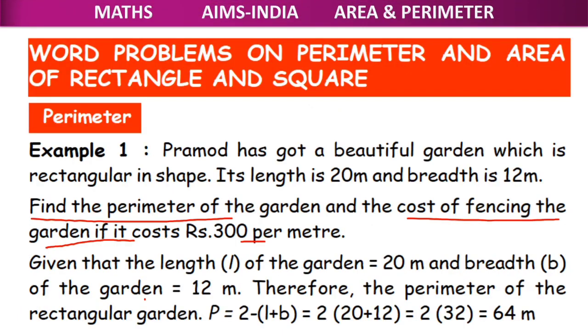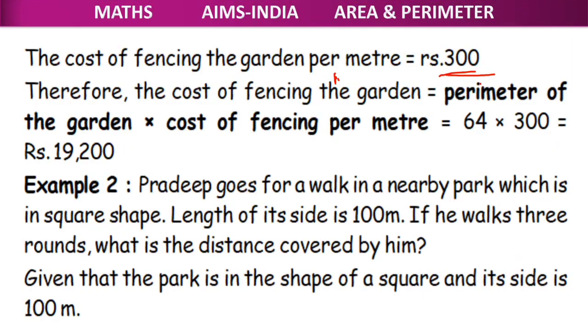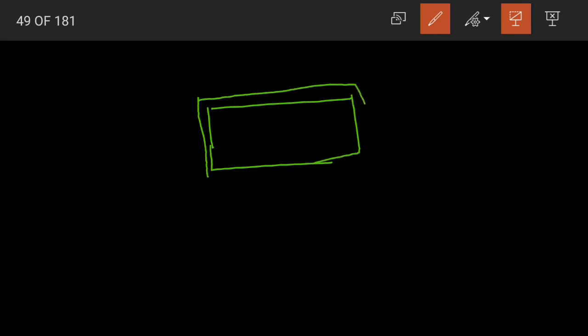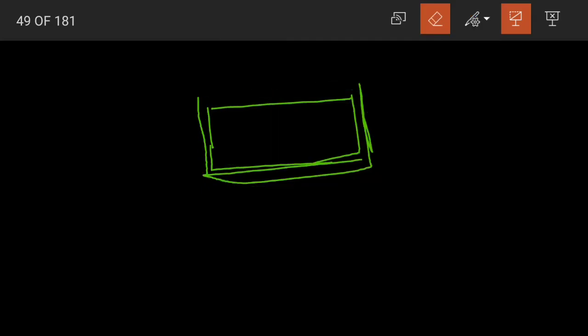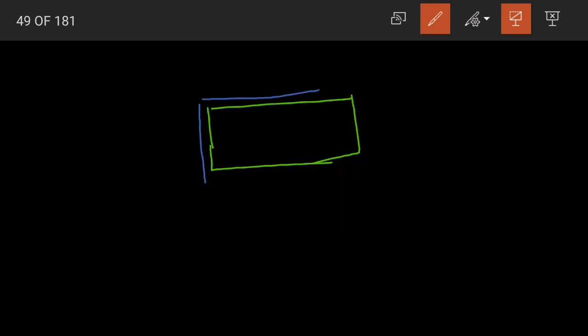Now, what is the perimeter of our garden here? Suppose this is our garden, children. Now what is fencing? Fencing is something that we do around the garden. This will be our fencing. Or else let us take another color so that we will not be confused. The blue part will be our fencing for our garden, that is, around the garden.